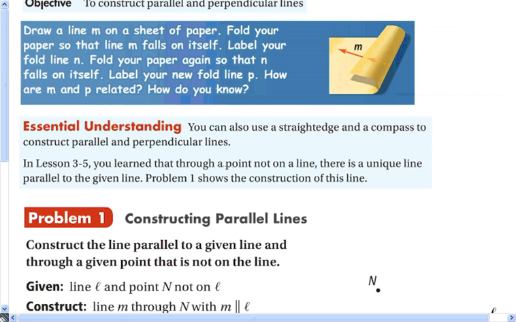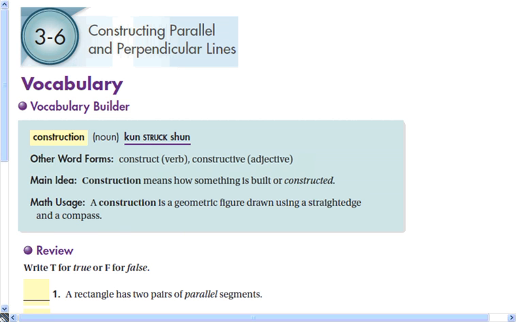All right, students, constructing parallel and perpendicular lines. The objective here is to learn how to construct parallel and perpendicular lines, so you're going to need your compass and straight edge.